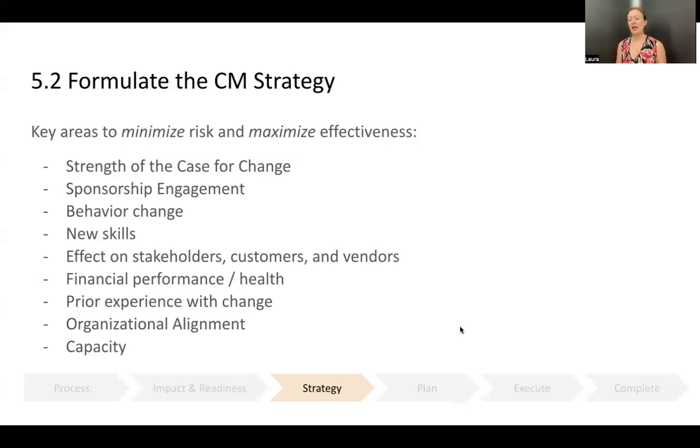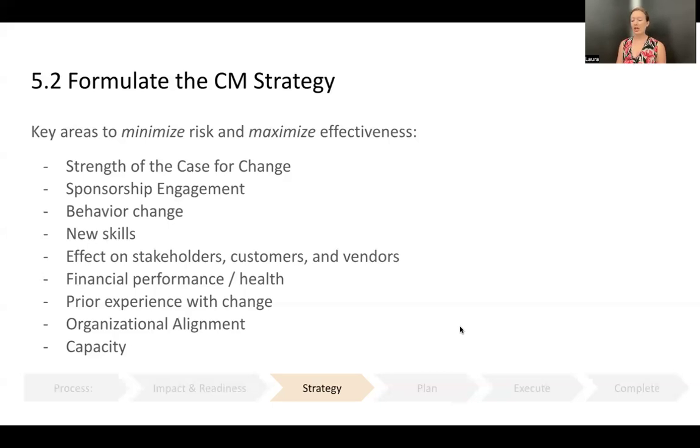Degree that the change affects stakeholders, customers, and vendors. The level of change required by stakeholders, customers, and vendors can affect the level of risk. A high level of change represents a high degree of risk. Change success is a greater risk when customers and vendors are affected by the change.